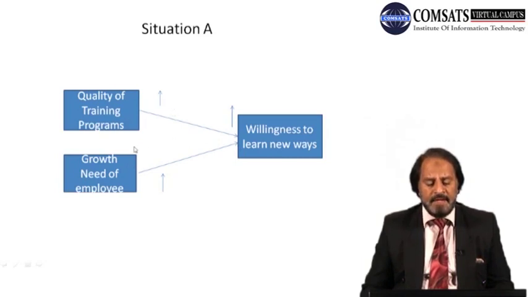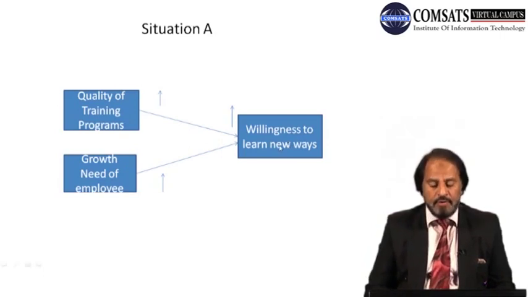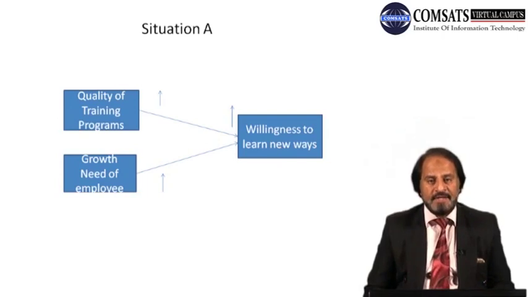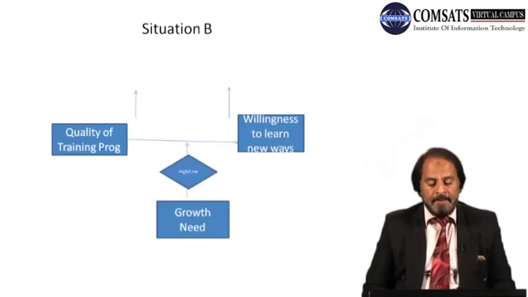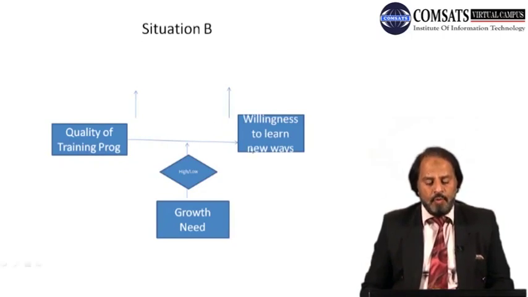But in this case we're saying the more the growth, the more the willingness of learning new ways. The more the employees who have growth needs, the more they have. On the other hand, the more the quality of training programs, the more willingness you will have of learning new ways. Now we can look at this scenario in a different way as well. In this scenario, what we did was we brought the growth need down as a moderating variable, and we kept our training programs and learning as the independent and dependent variables. Here we switched the situation.